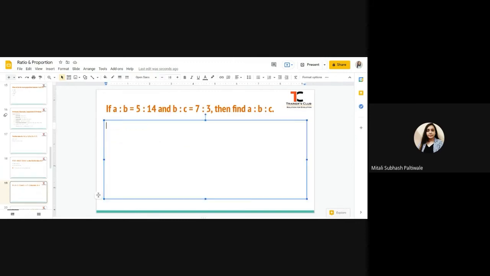Okay, now this says if A is to B is 5 is to 14 and B is to C is 7 is to 3, then find A is to B is to C. Now we have to find A is to B is to C. So let's do one thing. If there is something like this ever in your way, then you need to equalize both of the B's together, and that's how you'll be getting your answer. So let's do this.